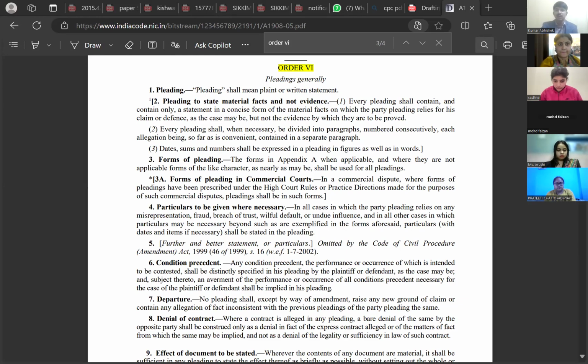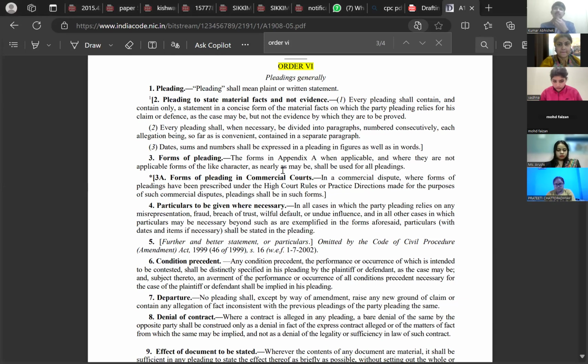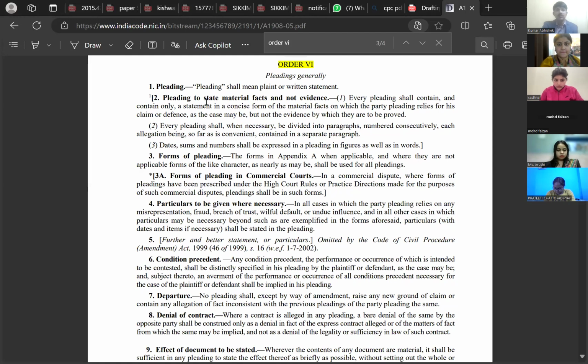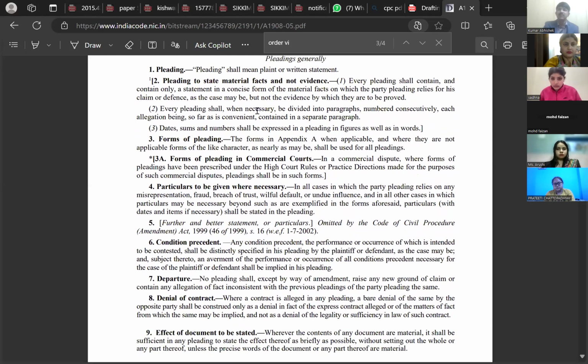The CPC also accordingly defines it, that if we read Rule 2, pleading to state material facts and not evidence: every pleading shall contain, and contain only, a statement in concise form of the material facts on which the party pleading relies for his claim or defense, as the case may be, but not the evidence by which they are to be proved. So evidence has to be attached with it, but the evidence should not be in the main pleadings.